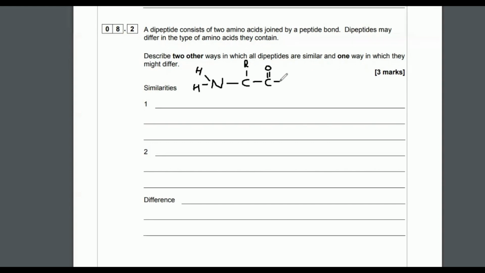So what I'm doing here is I'm drawing out the structure of a dipeptide. Now it tells us in the question that they're joined together by a peptide bond. So you should be able to work out which bit of this structure is the peptide bond. And you can't talk about that because it's already said it's in the stem of the question. But what 2 other ways are all dipeptides similar? So what things will all dipeptides have? Obviously, excluding this bit I've circled here, which is the peptide bond.